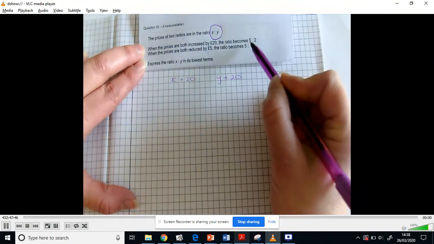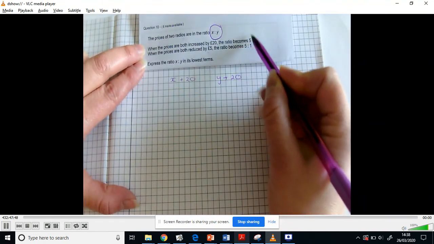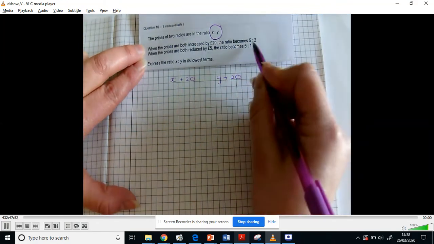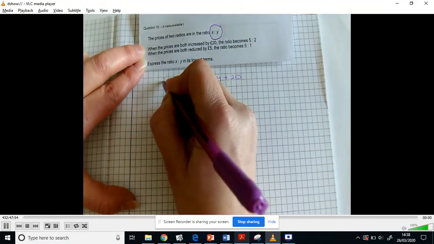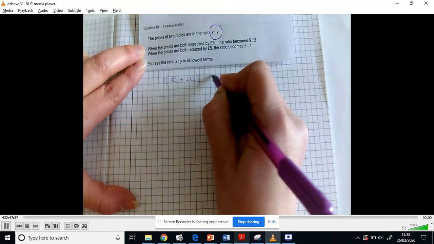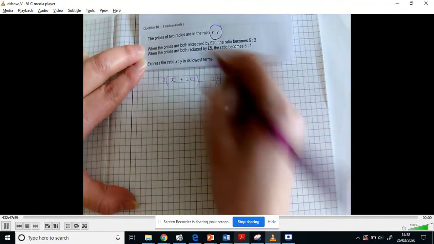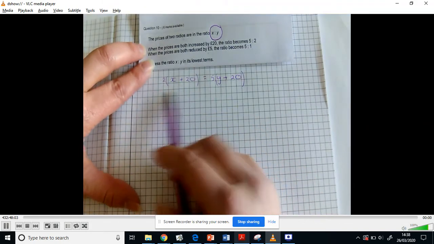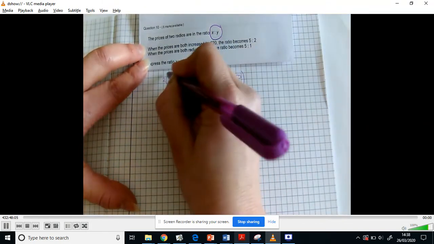Now because they then become in the ratio of 5 to 2, I want to get these to equal. So I would need to multiply this one by 2 and this one by 5. Then I know that they would equal each other. Okay, now I can expand my brackets.